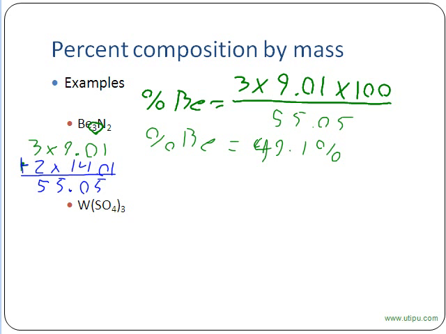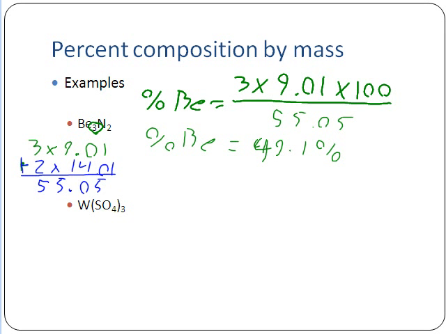Now, just as a quick note, for the purposes of this class, we will be rounding our percent compositions to the 10th place. And so this actually is 49.1008, but we are going to round to the 10th place, so 49.1 is what we get for our mass of Be. And so let's take a look at our next one. Our next one would be nitrogen.